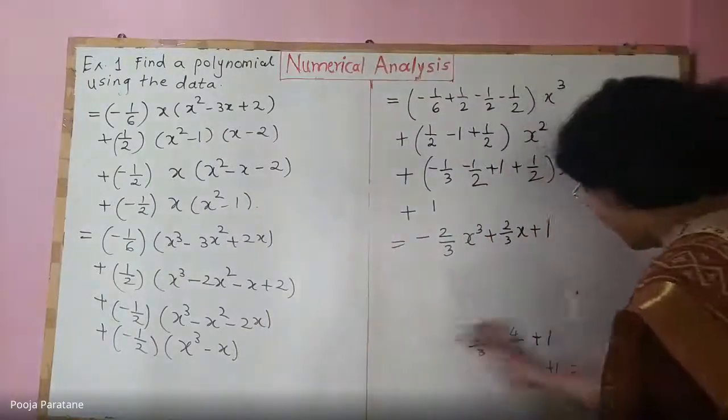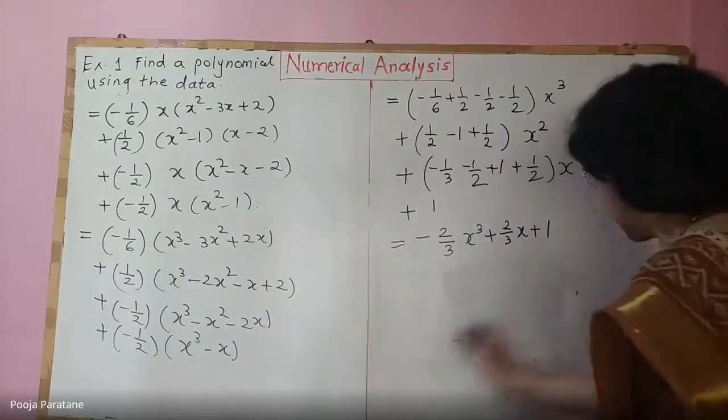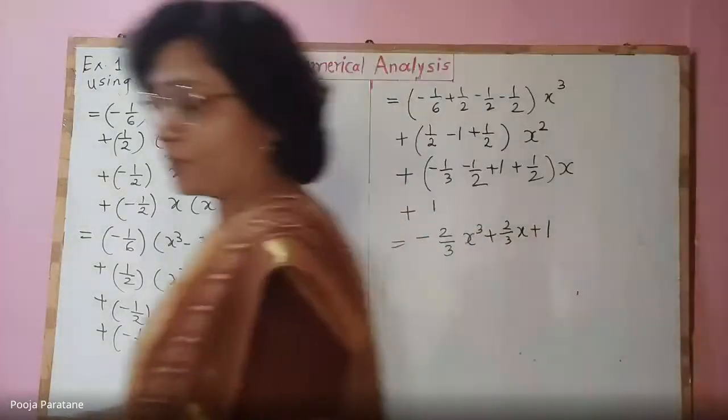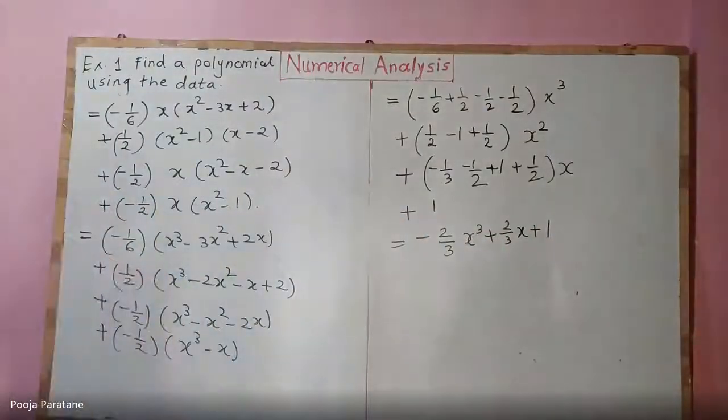So this is one form of example based on Lagrange's interpolation. Now let us see the next type in which we can find the partial fractions.